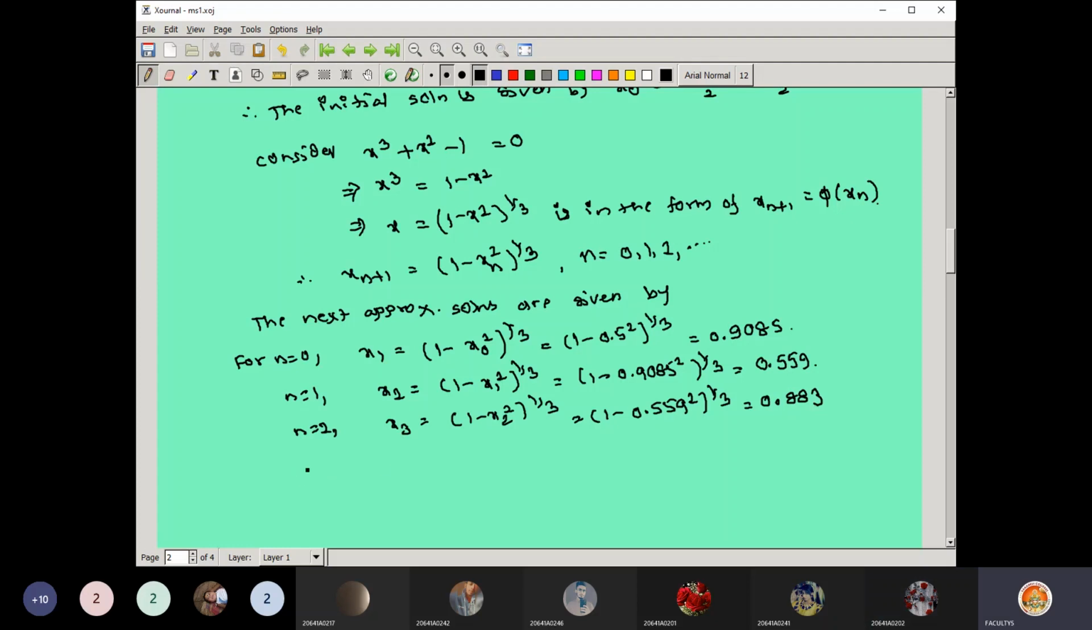So go for the next value. n is equal to 3. Till you get the last two approximate values equal, you continue the process. So x4 is 1 minus x3 square power 1 by 3. This is 1 minus 0.883 square power 1 by 3. Make it fast. Your answer.